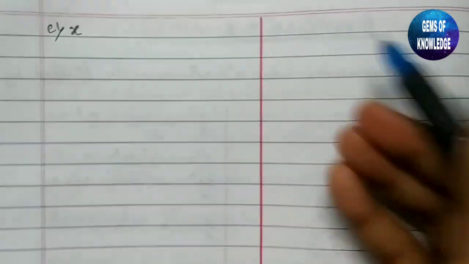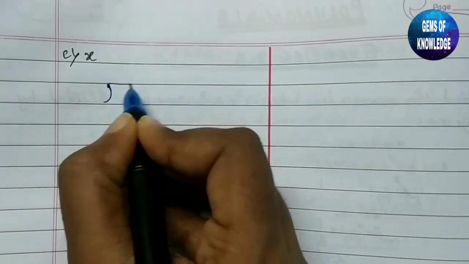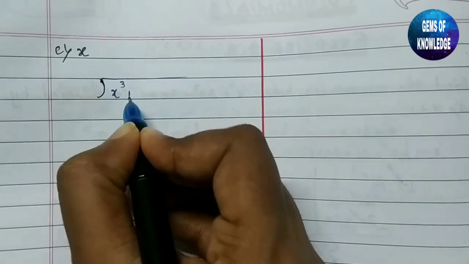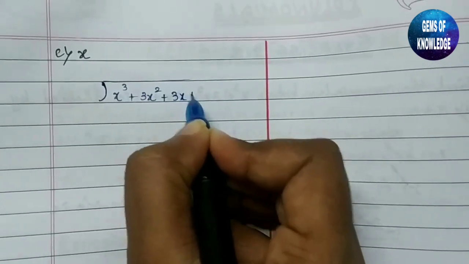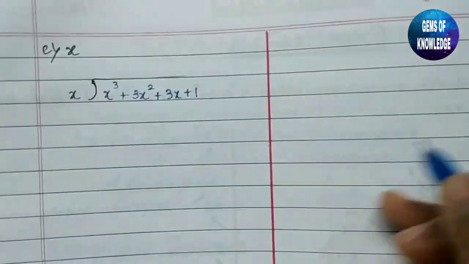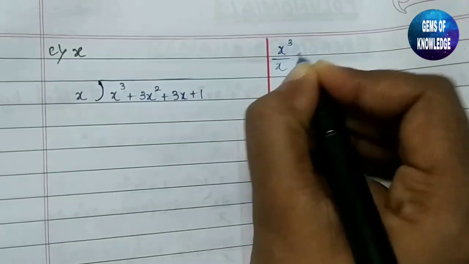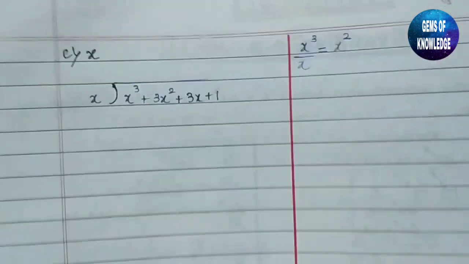Okay, so you can see the next question here, that is only x has been given and you need to divide the same expression, that is x cube plus 3x square plus 3x plus 1, with only x. So you can see here x cube, when it is divided by x, we get the value as x square.